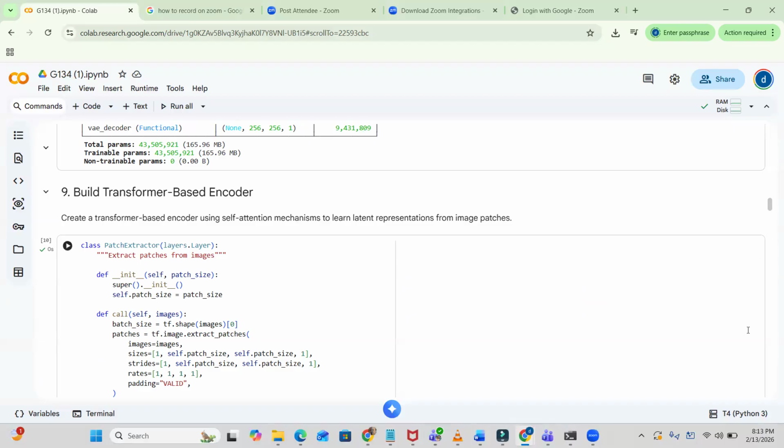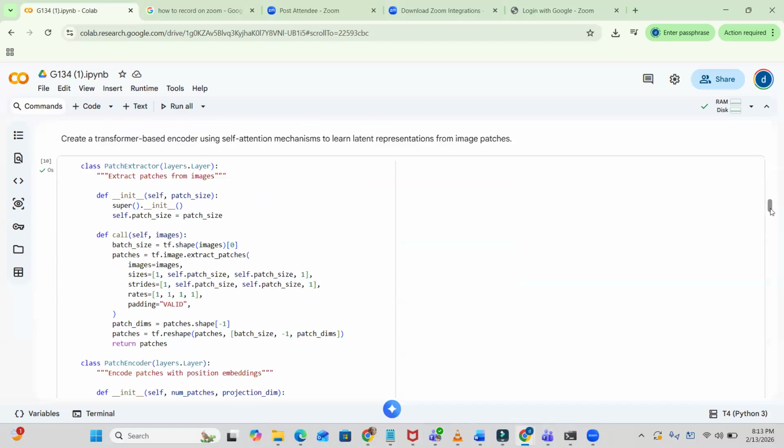Let me dive into the transformer architecture because it's quite different from the CNNs. If we look at section 9, we are breaking a 256 by 256 image into 16 by 16 patches. That gives us 256 patches in total. The patch extractor pulls those out, and then the patch encoder adds the positional embeddings, because transformers don't inherently know where things are spatially placed.